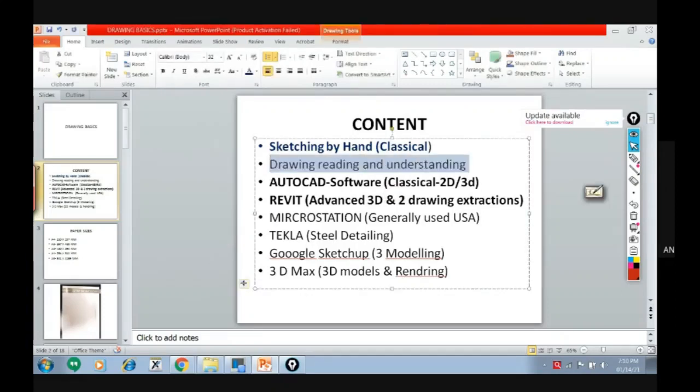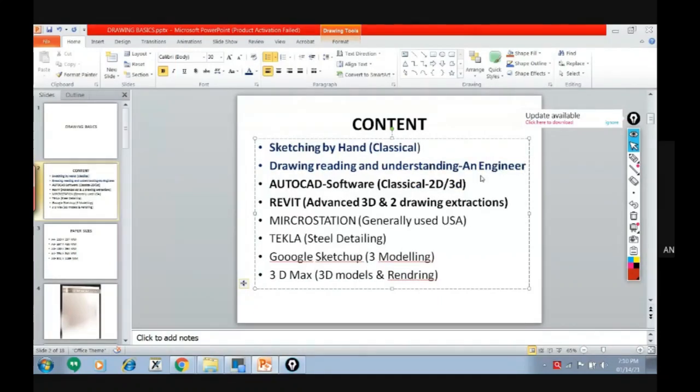And one important point: even though we know the different softwares, it doesn't mean that you can read the drawings. Drawing reading is a different skill, and understanding the drawing is a different skill. Even though you know AutoCAD, even though you know Revit, it doesn't mean that you know the drawings. Drawing reading and understanding is a classical point, and only an engineer can do this. No software can read the drawings. It can draw the drawings, but cannot understand. Understanding is a term which is related to human beings.